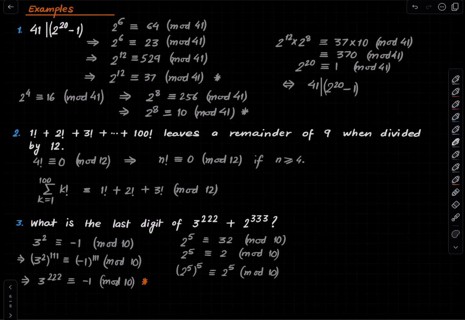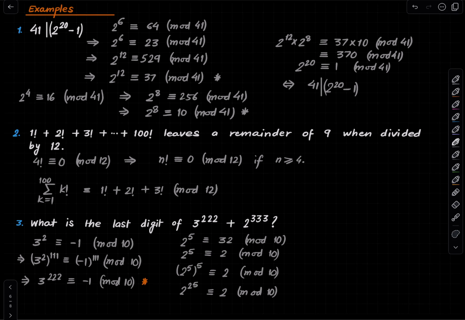We just exponentiated both sides by 5. But as we saw, 2 to the power 5 is congruent to 2 mod 10. And here we have a 2 to the power 5, so I can just write a 2. So 2 to the power 25 is congruent to 2. This much we know.